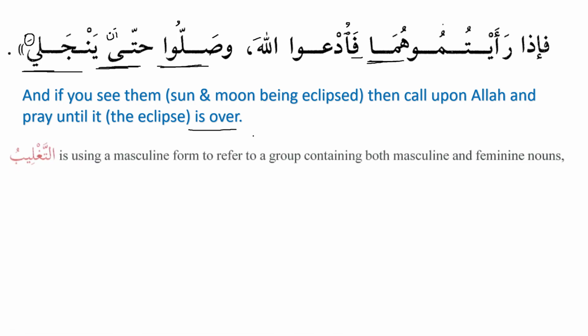Now we will have a look at التغليب. What is التغليب? غلب يغلب is to dominate, from form number two, تغليبا. As we can see, التغليب is to make someone dominate. What does that mean? التغليب is using the masculine form to refer to a group containing both masculine and feminine nouns or verbs. It depends. So the audience is mixed.